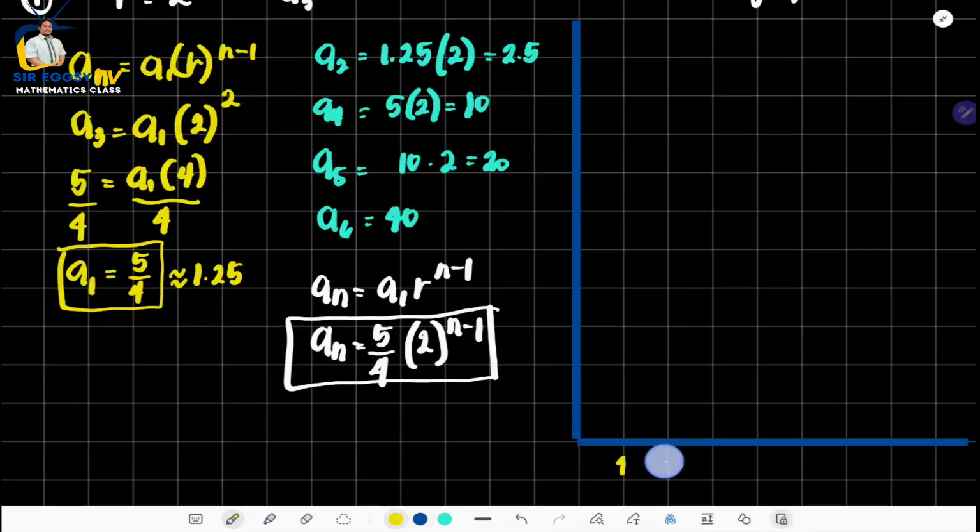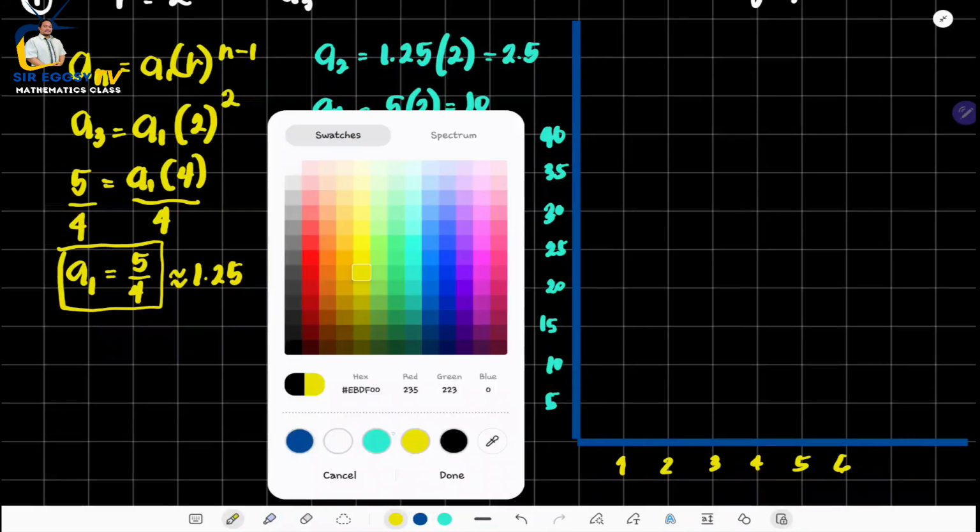Okay, and let us have this as 1, 2, 3, 4, 5, since we have 6 terms. And this will become 5, 10, 15, 20, 25, 30, 35, and let's have the 40.